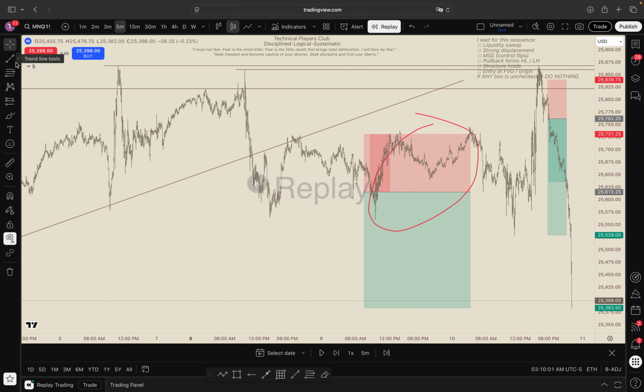Boom. We have this pullback here. You can always drop your fib and see what's going on. Boom. Pull back right to the 50%, 618. Now this is how I actually trade. You would take a short position. Let's say you were late. Let's be late with it. Let's say it popped down like this. You would take a short position right here.